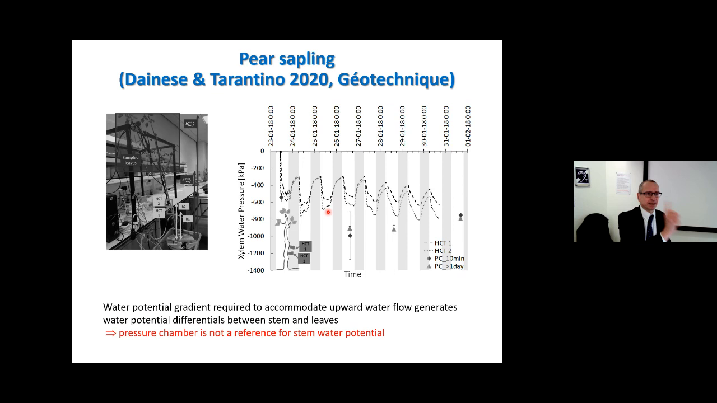Try to convince the plant scientist that this is right, because they look at the pressure chamber here, the suction in the leaf, and say, oh, this is different from the plant. Your tensiometer is wrong.